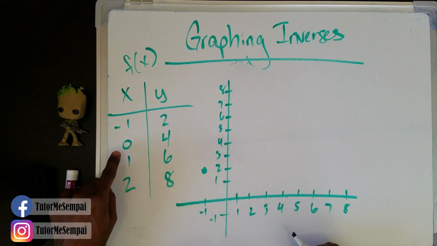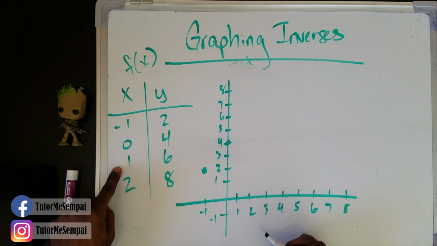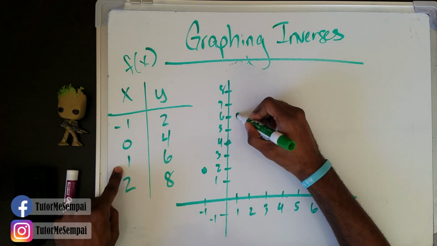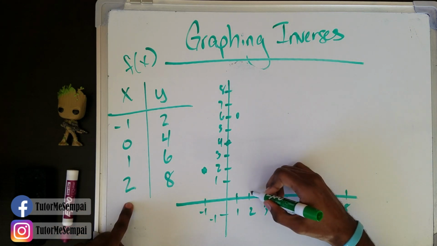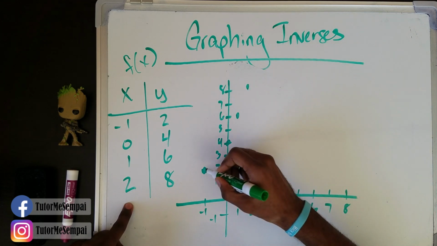(-1, 2). (0, 4). We're going to be here. (0, 4). (1, 6). So we're going to go all the way up here. (1, 6). (2, 8). So we're going to be even further up here. And if we were to graph all of these, it would look like this.